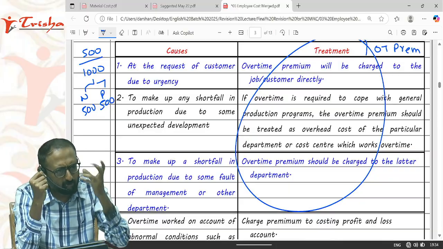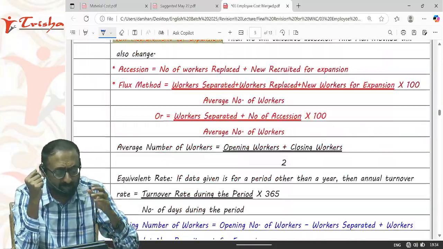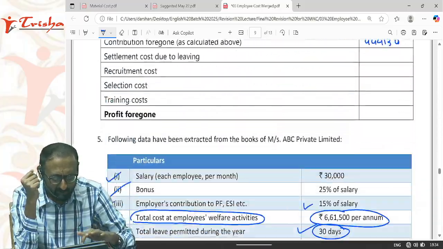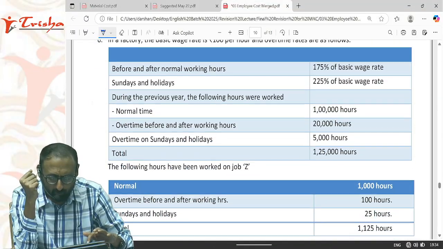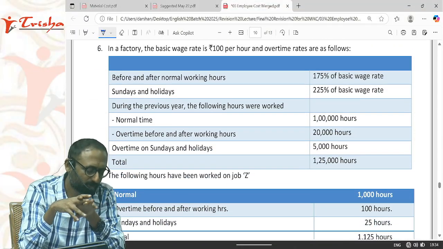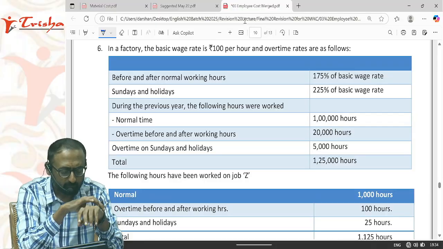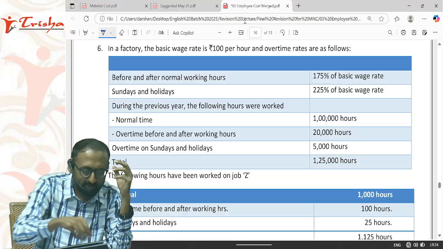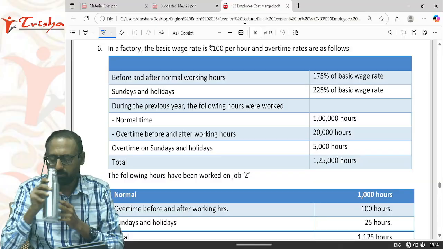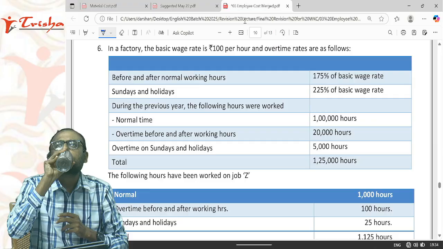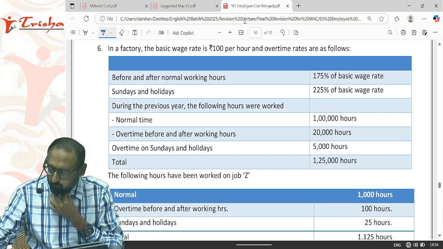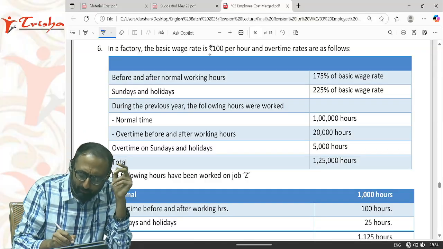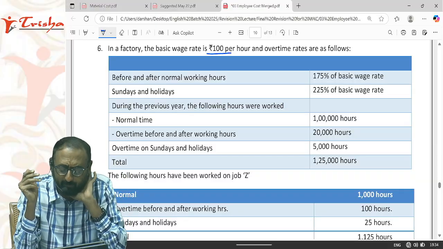Now we are going to solve the most important question on overtime, which was asked literally 3-4 times in recent examinations. This is question number 6. In a factory, the basic wage rate is rupees 100 per hour. So basically you pay 100 rupees per hour.